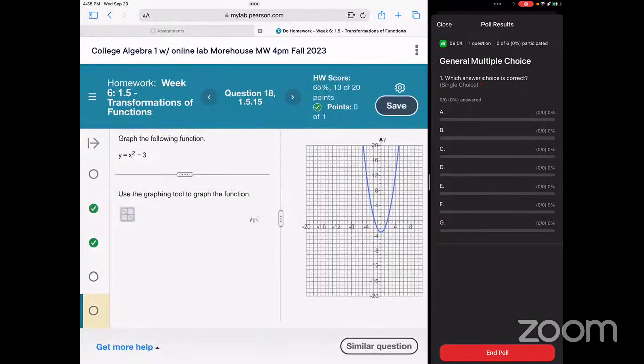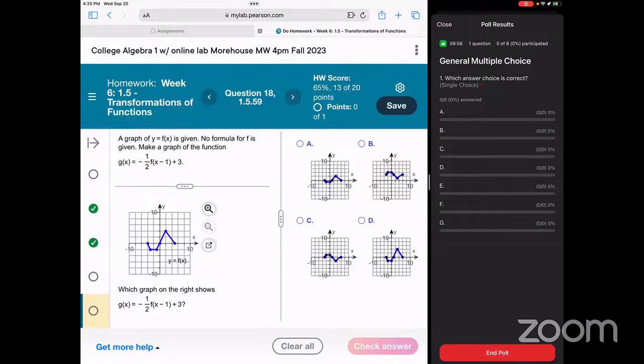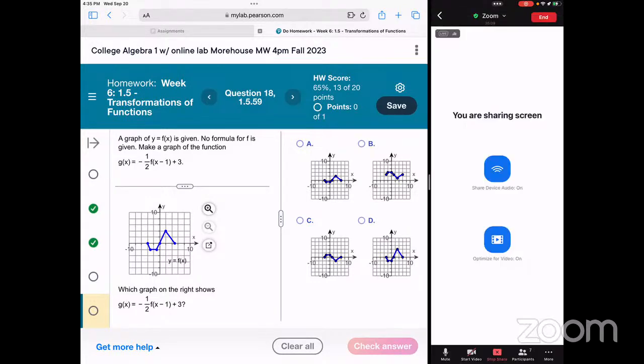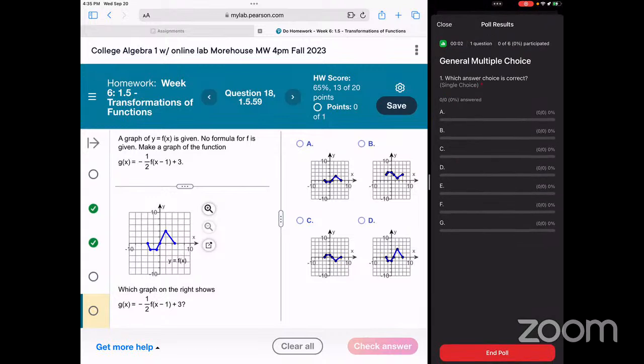Let me see. A graph of y equals f of x is given. No formula. Make the graph. Okay, make a graph of this function. So let me restart this poll. All right. So what do you think is the result here? Let's take a minute or two just to think about it, and let's try to submit a result.